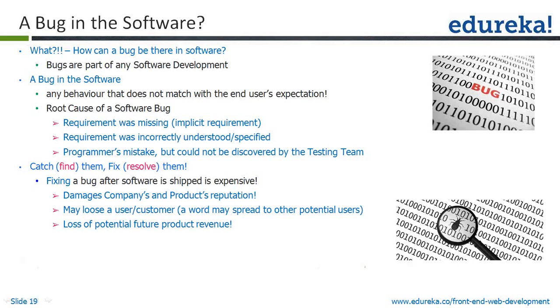So rather than hating the bugs, software developers should start loving the bugs, because ultimately it's your code and you need to fix the problems in your code, right? So what is defined as a bug?